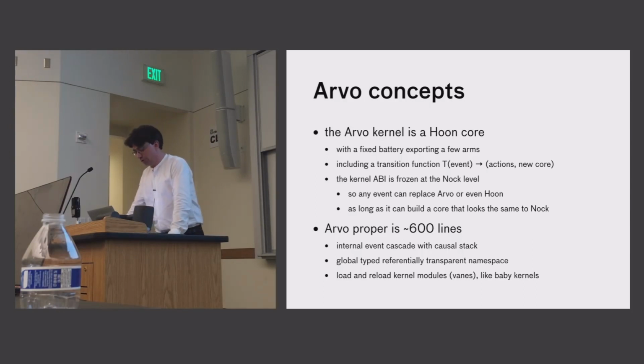So Arvo is actually a very, very simple system. It's only a few hundred lines of code. It probably should be less than 600, actually. What it does is a sort of internal event cascade. You're all familiar with getting an event from the outside, and then something happens internally.